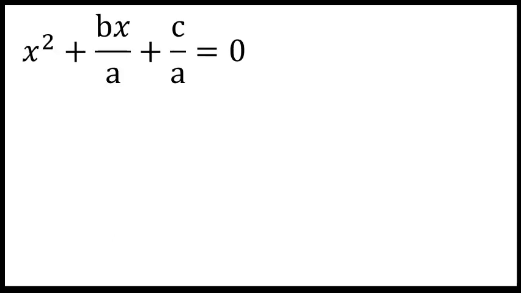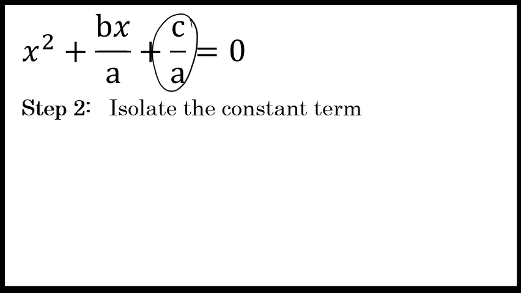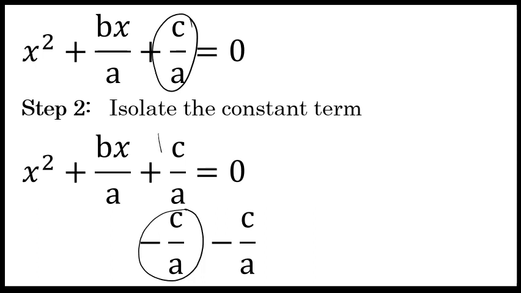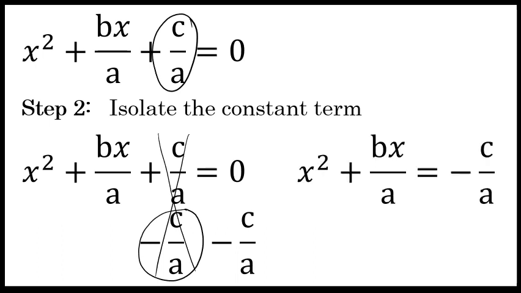Next, we're going to take the constant term on the left side of the equation and isolate that term. We'll move that term to the other side of the equation. And this can be accomplished by subtracting that constant, whatever that value is, from both sides of the equation. When you subtract it from the left side of the equation, we'll have a difference of 0. And on the right side of the equation, 0 minus c over a can be simply stated as the opposite of c over a.